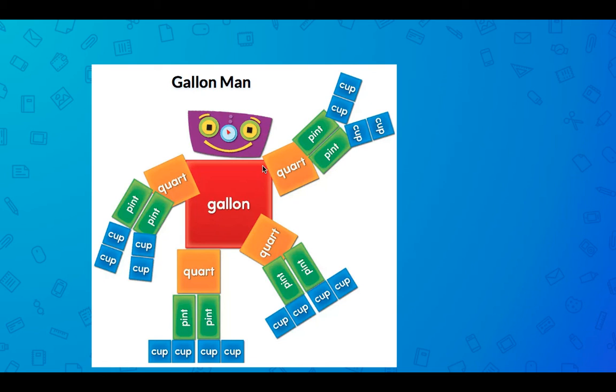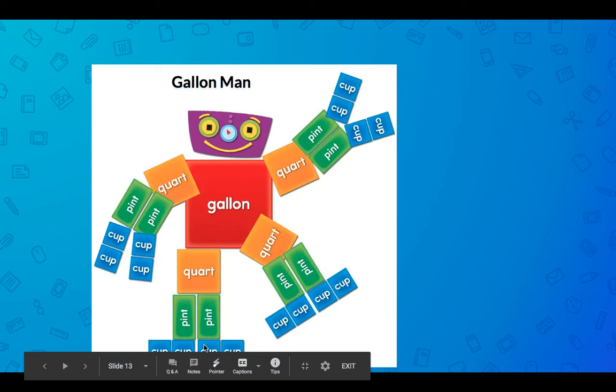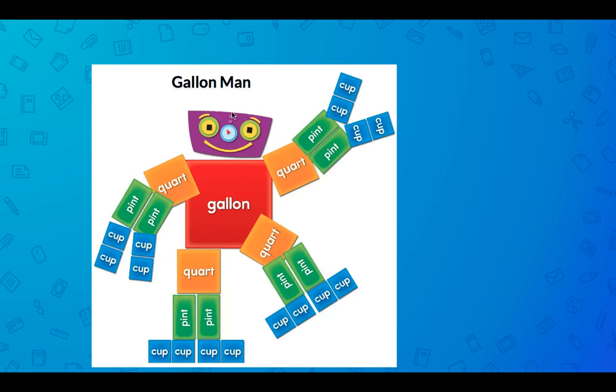Then out of our 1 gallon, I would need 1, 2, 3, 4, 5, 6, 7, 8, 9, 10, 11, 12, 13, 14, 15, 16 cups to make 1 gallon. So this is just a visual for you to see the biggest measuring for liquids to the smallest.